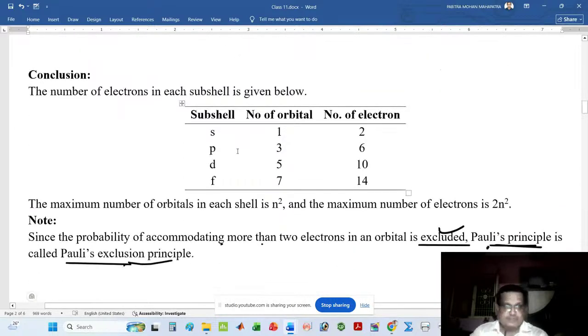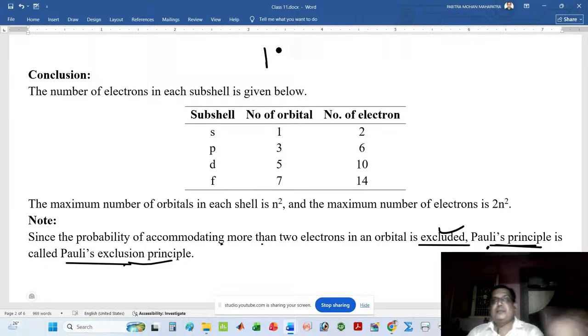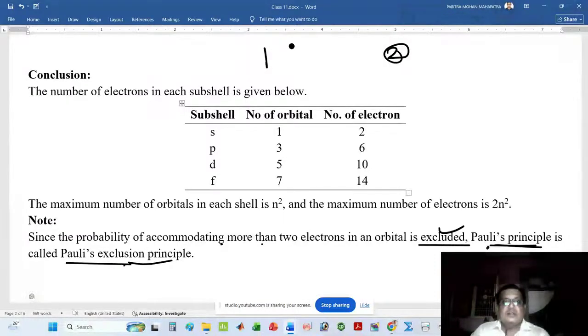Now move to the conclusion. Each orbital, you can take any type of orbital, from the p subshell, the d subshell, the f subshell or the s subshell, has a maximum of 2 electrons. Suppose we know the number of orbitals present in a subshell. Then you can easily calculate the total number of electrons in the subshell, because each orbital carries 2 electrons. Multiply the number of orbitals by 2 and you can easily find the total number of electrons in the subshell.